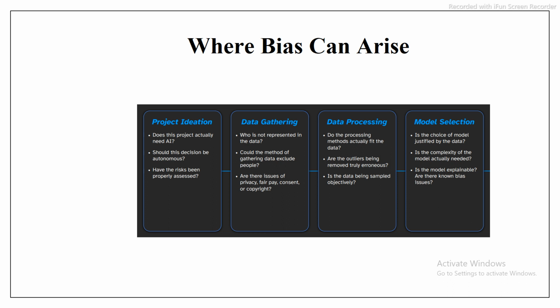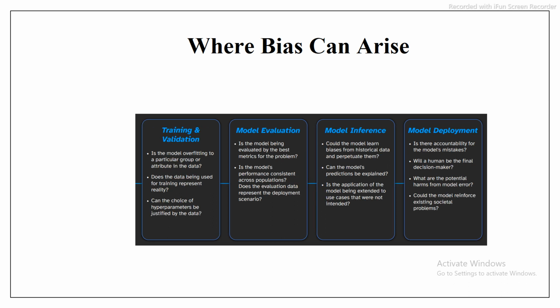So model selection is also important. If you have no problem with project ideation, data gathering, data processing, and model selection, then there will be no bias. If you have a problem with any of these stages, your model will give you a biased result.